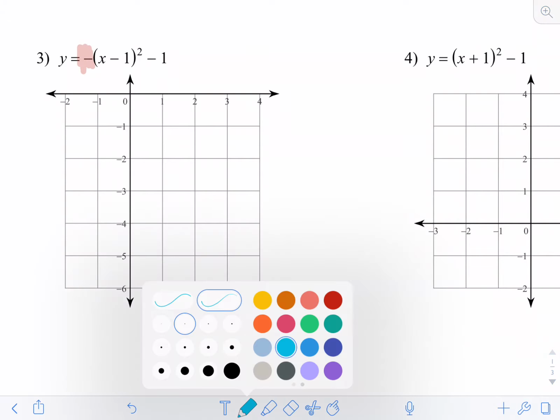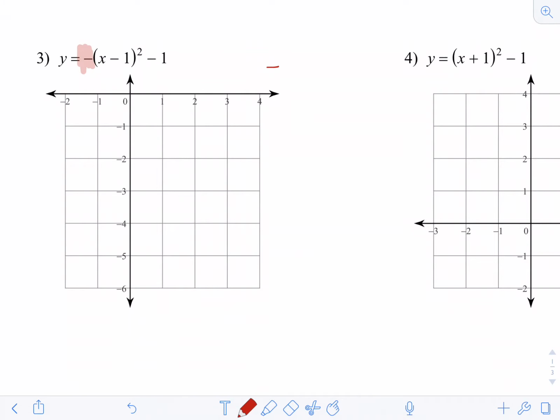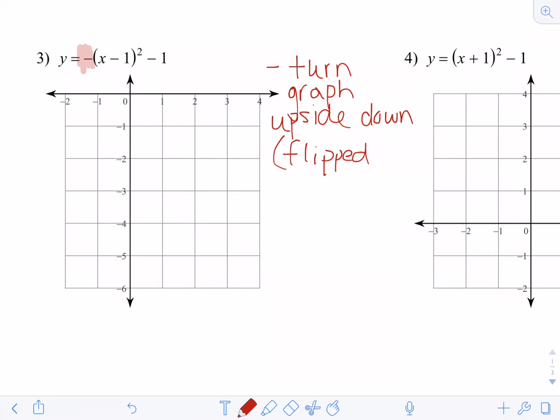So what I know about the negative is that it's going to turn the graph upside down. Another way you will see that is it'll say that it was flipped across the x-axis. So I'm going to write that down. So you can have that. It's the same thing as being flipped across x-axis.